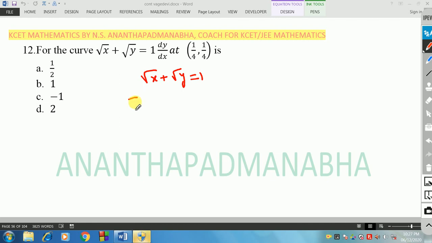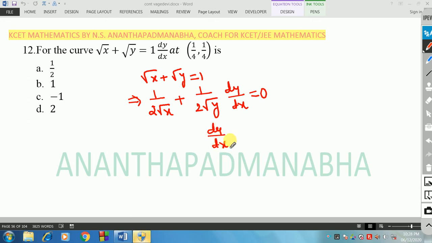So we'll differentiate with respect to x. The derivative of root x is 1 by 2 root x, and the derivative of root y is 1 by 2 root y into dy by dx, which is equal to 0. So we'll solve for dy by dx: dy by dx is equal to minus 1 by 2 root x into 2 root y, that is, we get minus root y by root x. So we got dy by dx as minus root y by x.